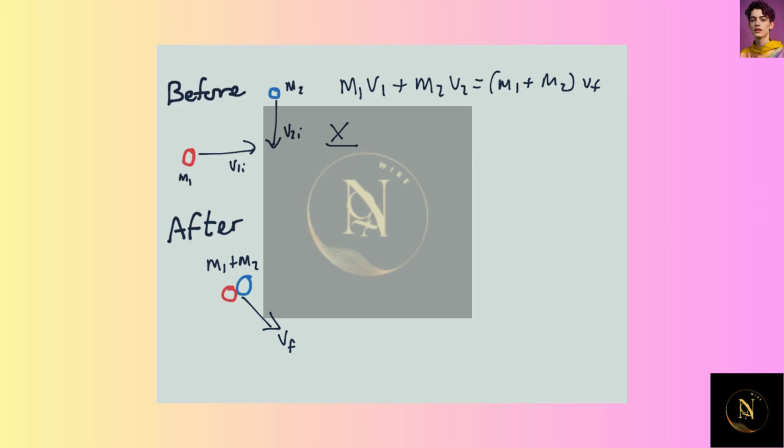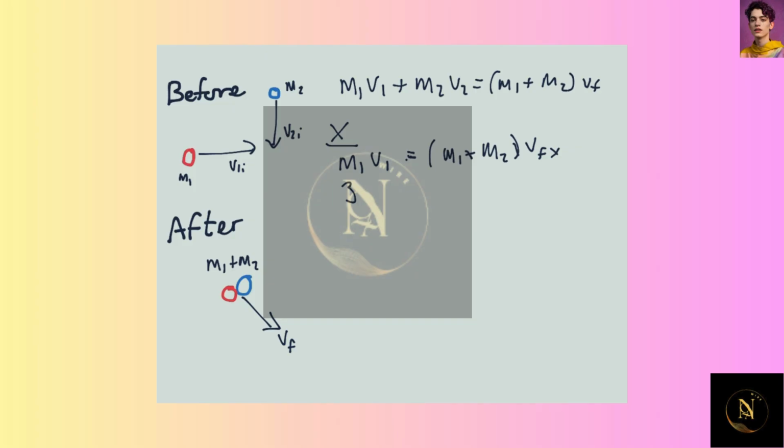In the x direction, only m1 has a velocity. So m1 v1 is equal to (m1 plus m2) multiplied by vf in the x direction. Now we know our numbers, so let's put them in.